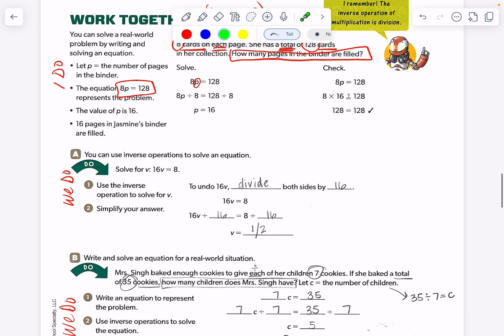Right, and so if you would like to pull one question for each operation, I definitely suggest maybe doing this question so that you can model that multiplication is the inverse operation for division.